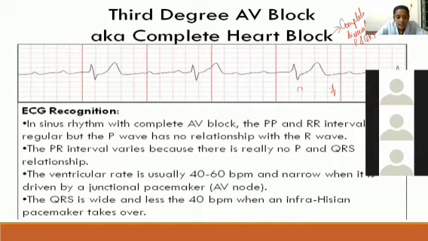The ventricular rate is usually 40 to 60 beats per minute, and narrow when it is driven by a junctional pacemaker, that is the AV node. So the SA node stops working here and the AV node is functioning. That cannot generate impulses as well as the sinus node, so only 40 to 60 beats per minute will be there. The QRS is wide and the rate less than 40 beats per minute when an infrahisian pacemaker takes over. Okay, so this is about the complete heart block.